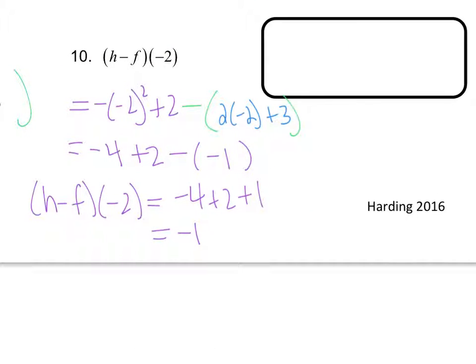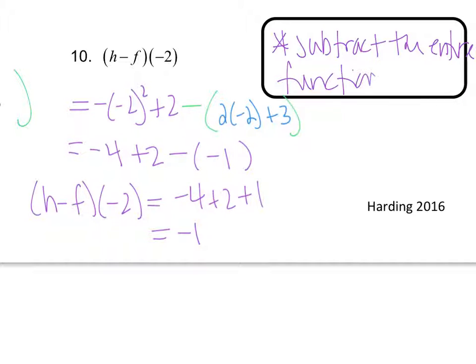Okay, so we should have gotten h minus f of -2 to be -1. So your active note right here is to make sure you subtract the entire function. And one way to help you remember to do that is to put in these parentheses right away when you're subtracting. Okay, so as soon as you see that subtraction sign, I'm going to put parentheses so that I subtract the entire function.